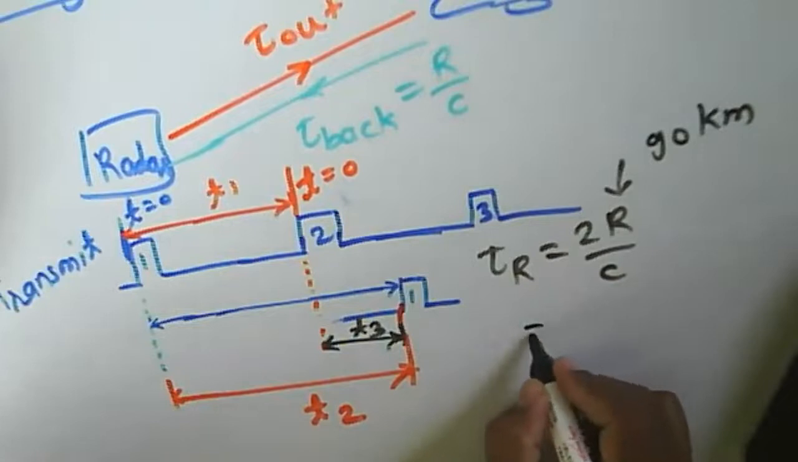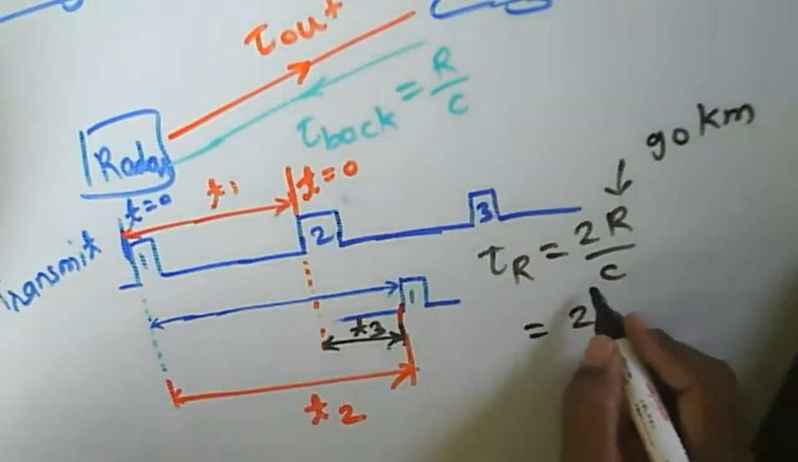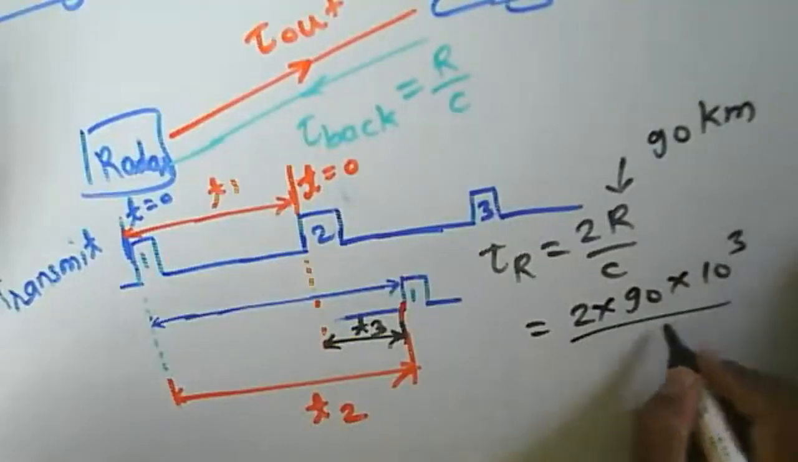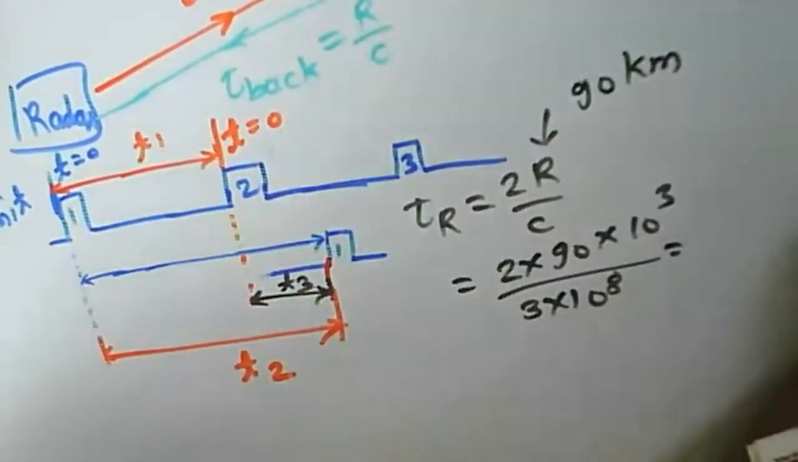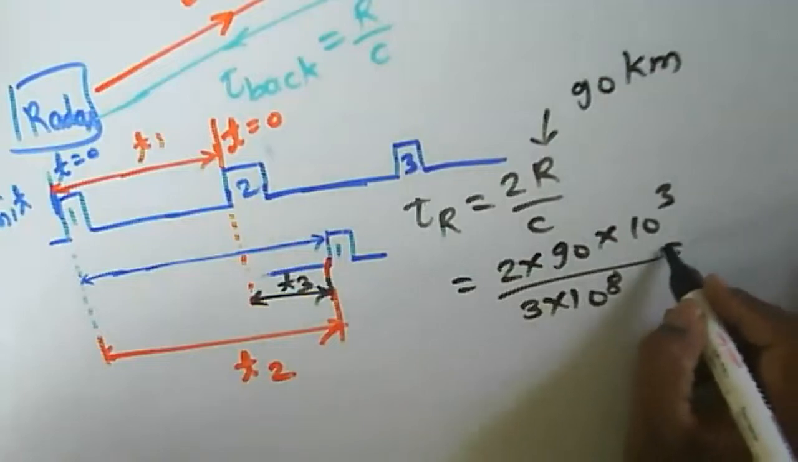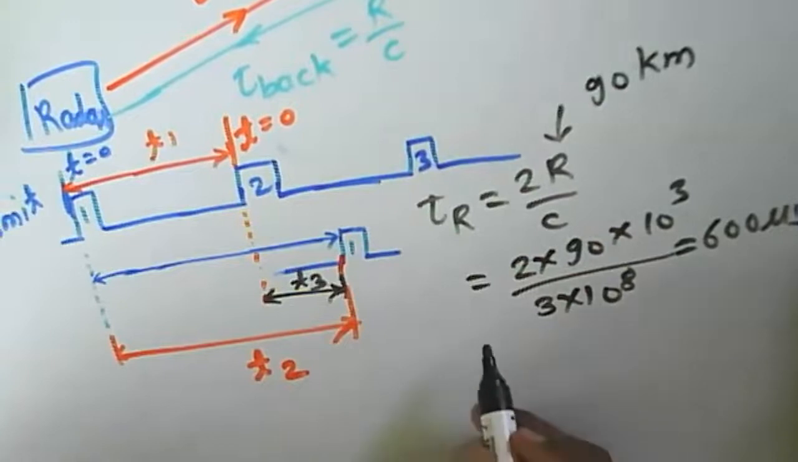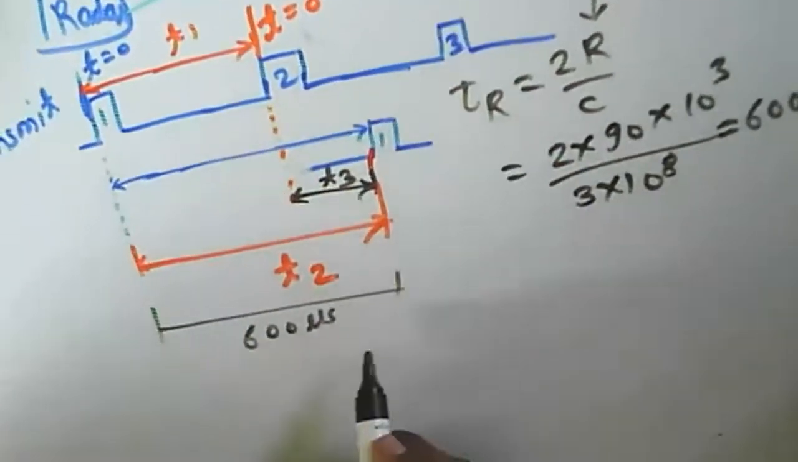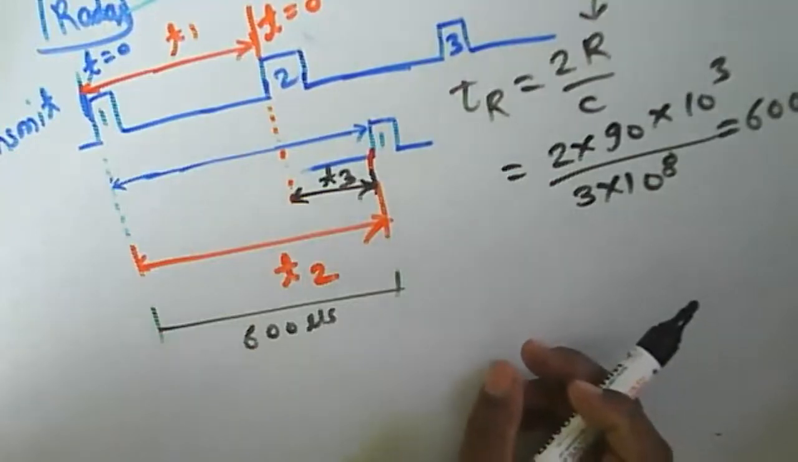So in that case, this will be 2 into 90, divided by 3 into 10 to the power 8. After solving this, we are getting about 600 microseconds. That means this T2 is nothing but 600 microseconds. This T2 is the total time required, about 600 microseconds.